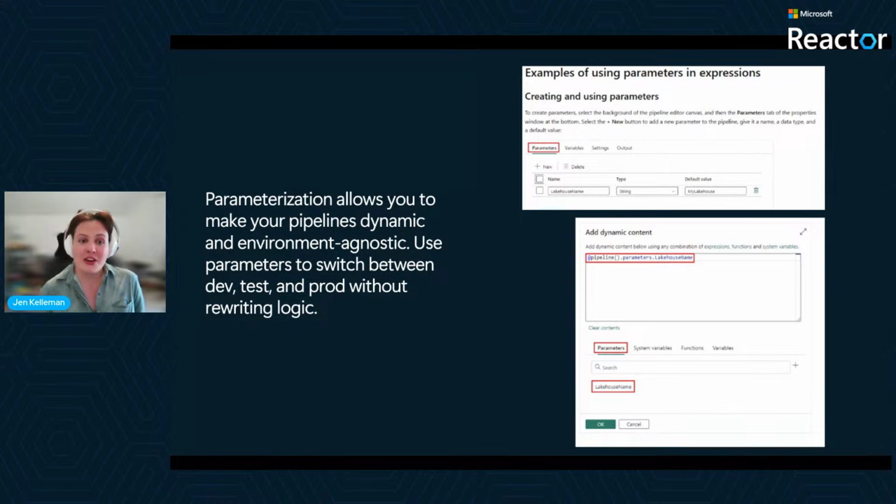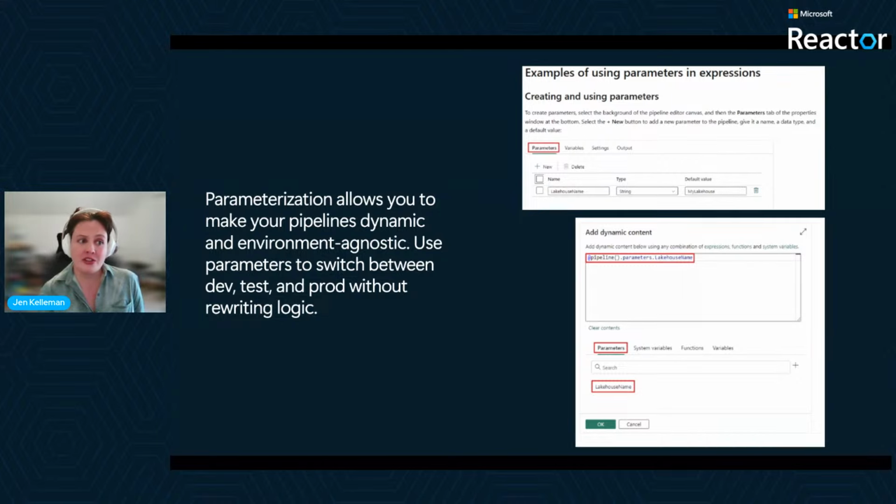Parameterization allows you to make your pipelines dynamic. To create parameters, select the background of the pipeline editor canvas, and then select the parameters tab. See right up here. Select the plus new to add a new parameter to the pipeline. Give it a name, a data type, and a default value. You can then use the parameter anywhere in your pipeline where dynamic content is supported.